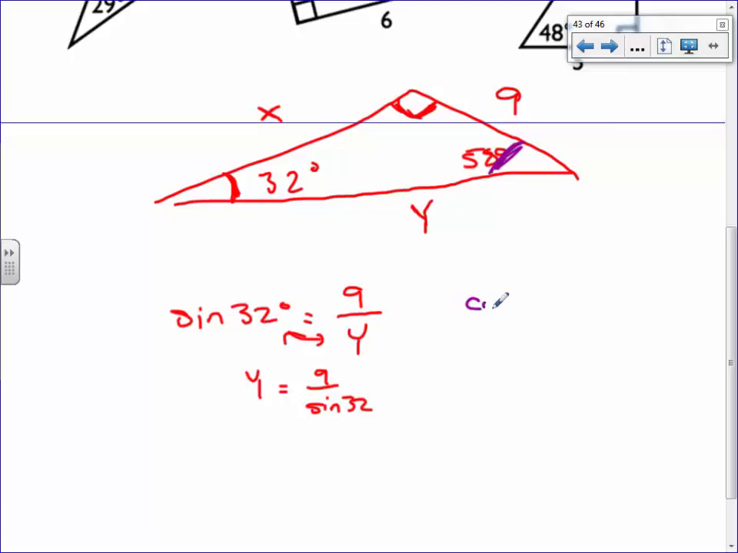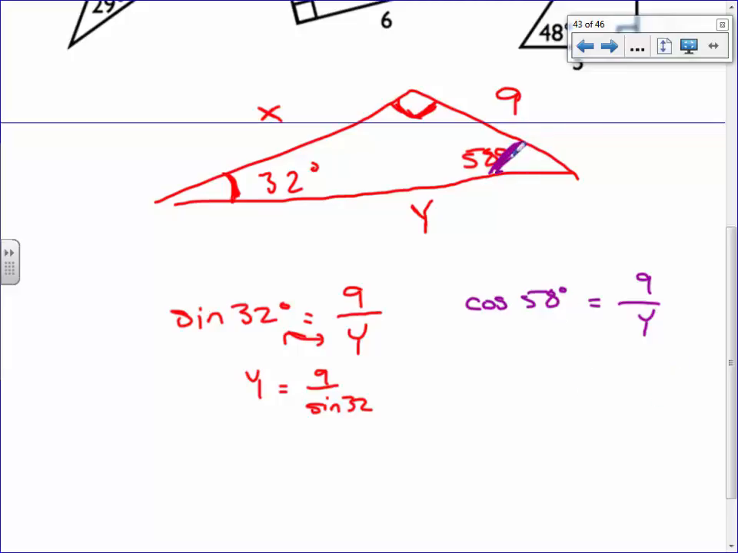Well, then I could have done, like, say, the cosine of 58 degrees. Y right here would be the hypotenuse again. But now this 9 over here would have been the adjacent. That could have actually worked the same way using a different ratio. So I don't actually care which one you pick, so long as you pick one of them that works.